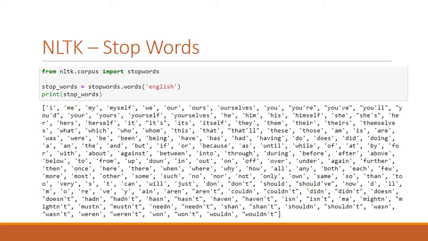This function returns a list of strings that represent stop words. We assign that to the variable stop words. We print out our stop words just to get a feel for what is in this list. And we can see by examining this list what constitutes a stop word.